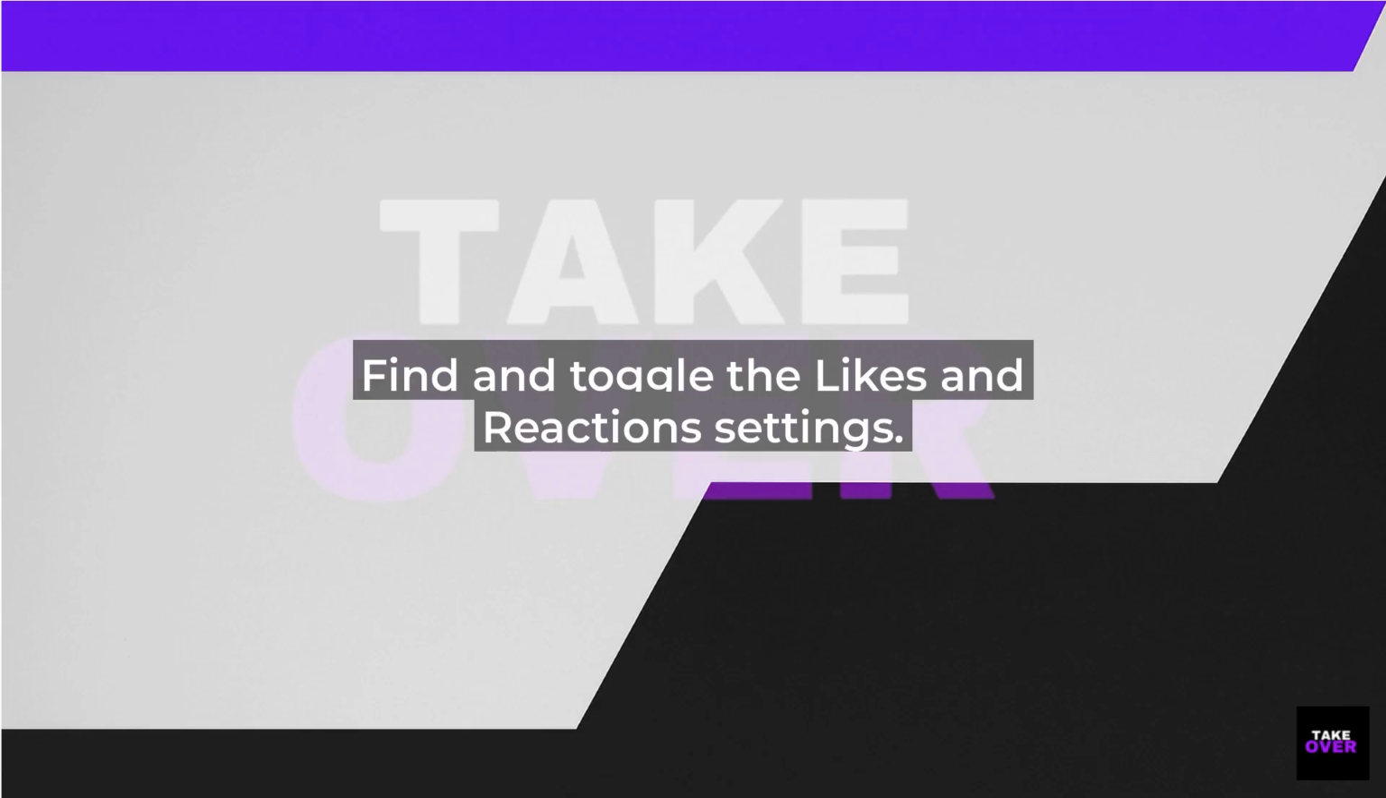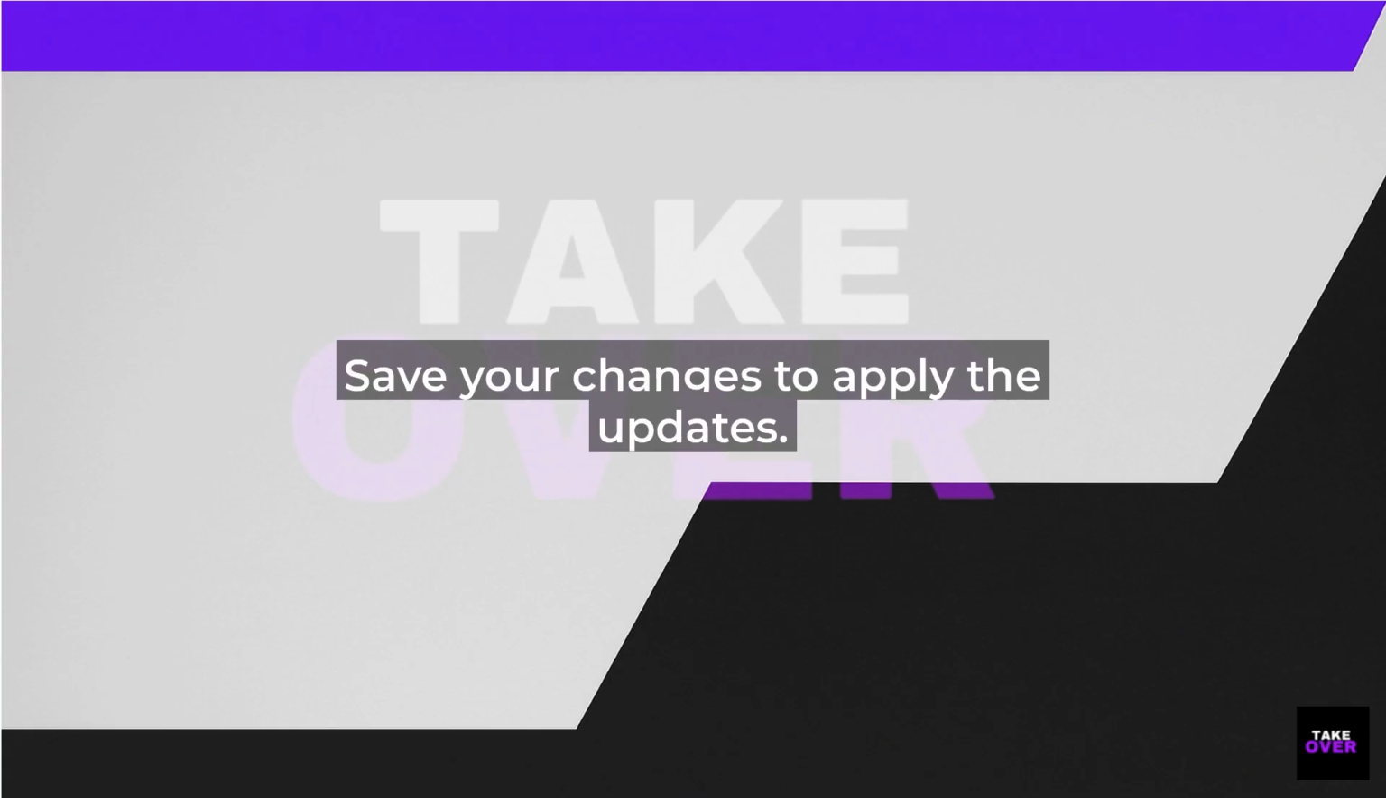Under Posts, you'll see an option for Likes and Reactions. Toggle the switch to turn off likes for your posts. You might also find settings to hide like counts from your profile or feed. Don't forget to save your changes. Facebook will prompt you to confirm.